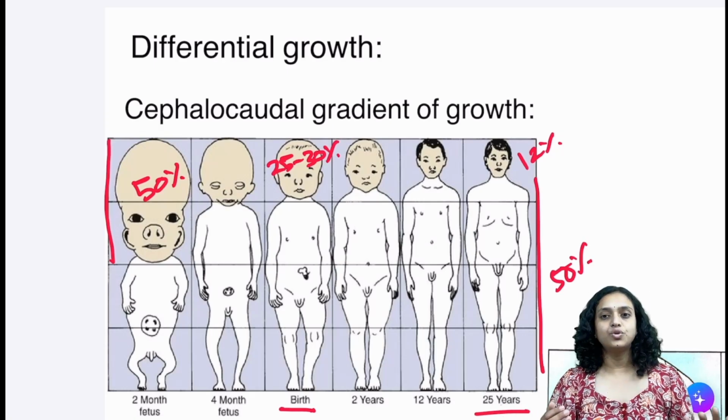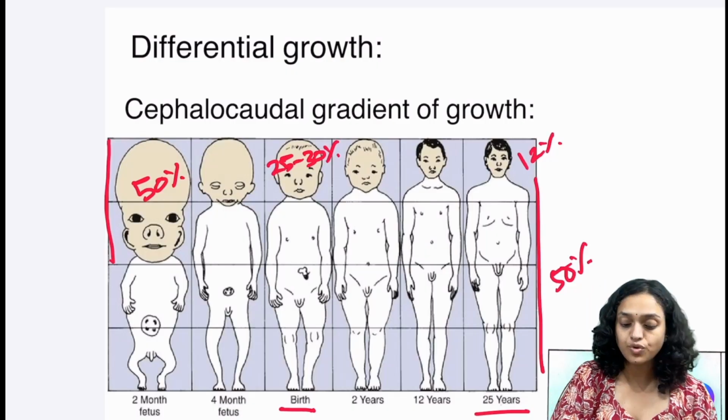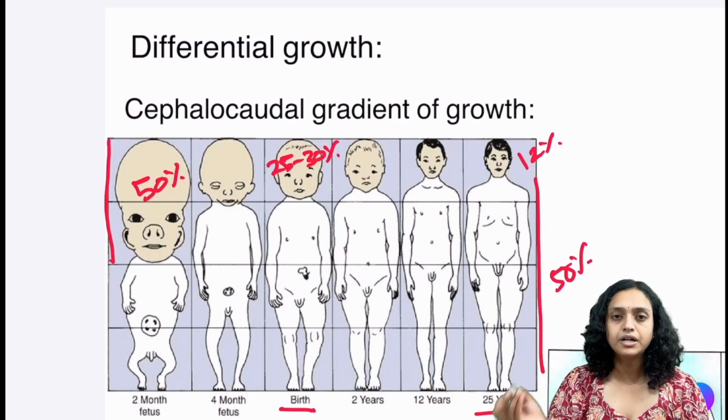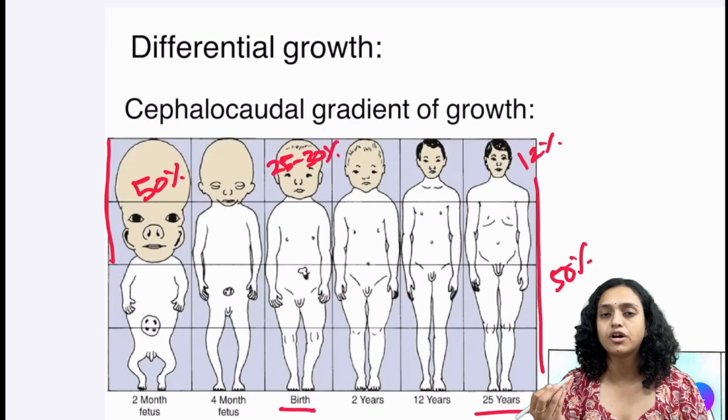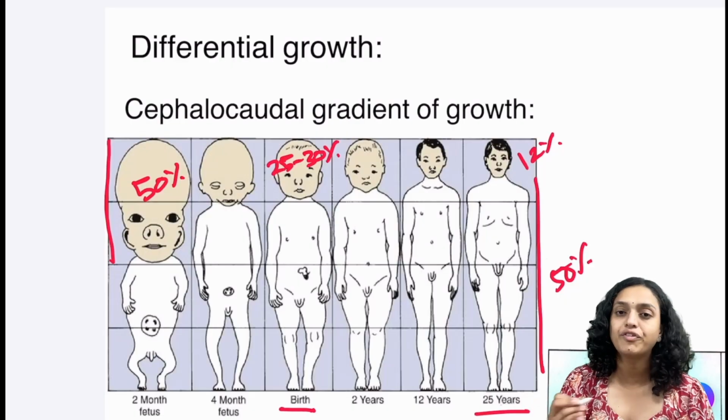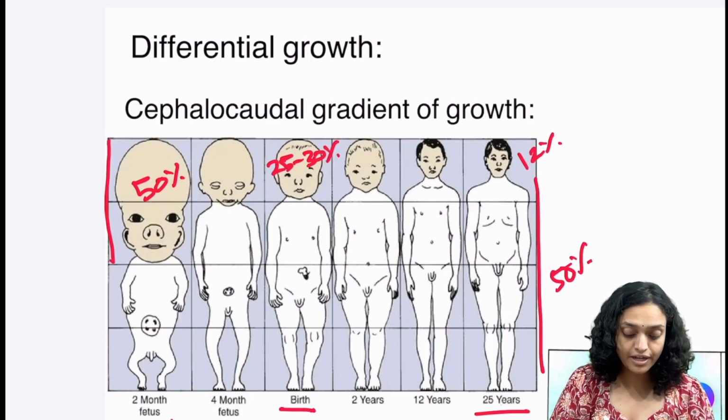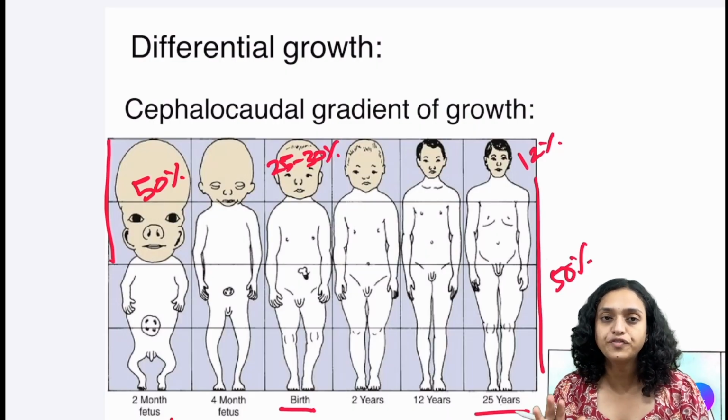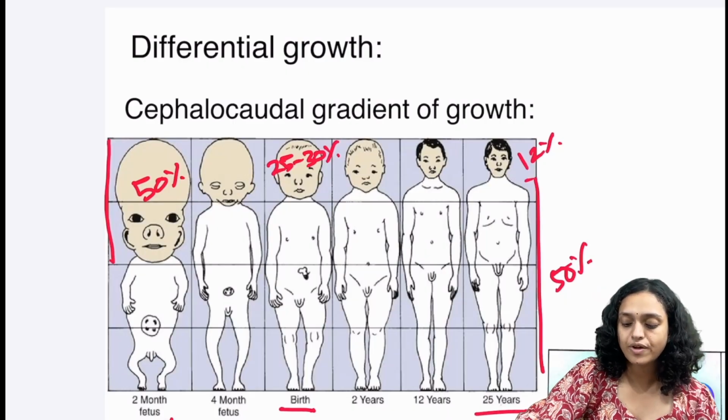When they ask you in MCQs, they might ask regarding the percentage. At birth, what is the percentage occupied by the head? You have to write 25 to 30%. In fetal life, the head occupies close to 50%, and at adulthood, it is 12%.